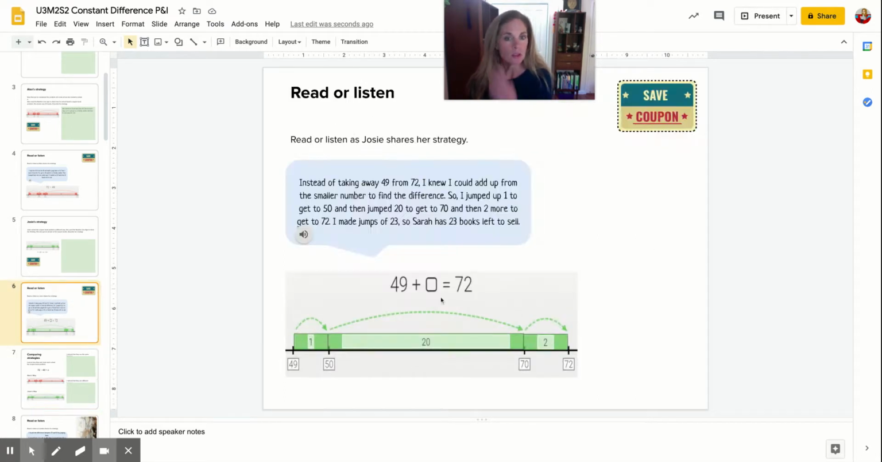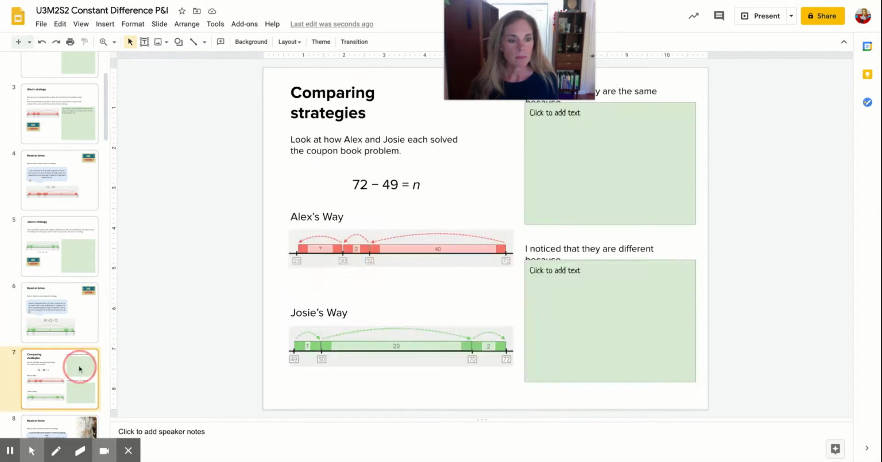You can listen to this problem or you can read it. Look at how Alex and Josie solved the coupon book problem. Oops, I need to fix that. Alex's way. So what do you notice that is the same? What do you notice that is different? Again, you're going to be filling in all of these green spaces.